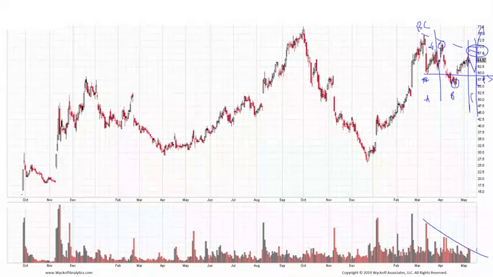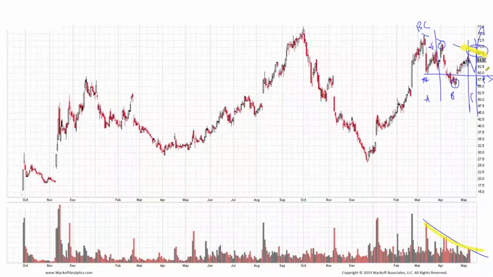Because we can see the volume is decreasing. So there may be a reaction there before resuming the up move. Yeah. So I would say that the break of this line right here probably would just tell us that we would be expecting to go into the position.